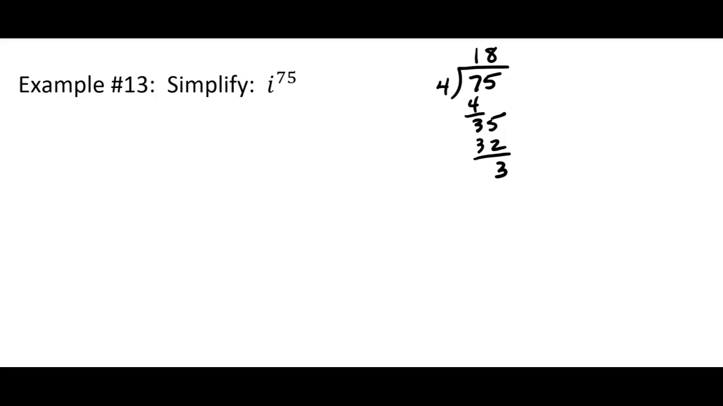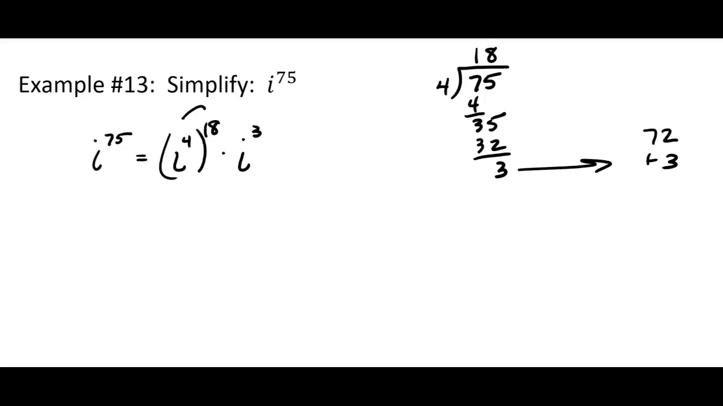All right, so I'm going to have that i to the 75th is the same thing as i to the 4th to the 18th power times i cubed. Okay, so 4 times 18, I don't know what that is, 72, right? Plus the 3 from the remainder, that's where we get the 75, okay? So, but the i to the 4th is just 1. So this is just going to be 1 times i cubed, which is going to be i cubed, which is going to just be -i.